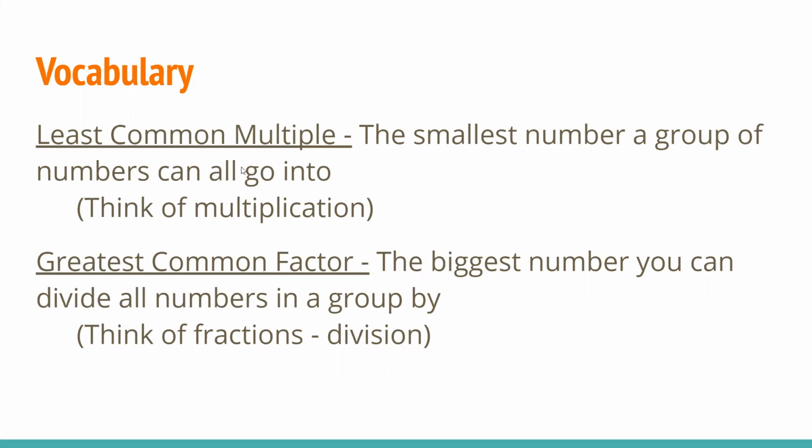We're dealing with least common multiple, or LCM, which tells us that we need to think about the smallest number a group of numbers can all go into. So you're thinking of multiplying those numbers. The word multiple is literally in the word, and so you're going to be multiplying. Our second word is the greatest common factor, or GCF, and that's the biggest number you can divide all the numbers in a group by. Think fractions or division.